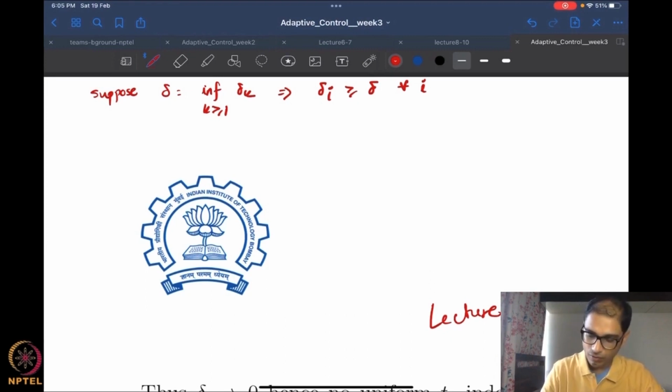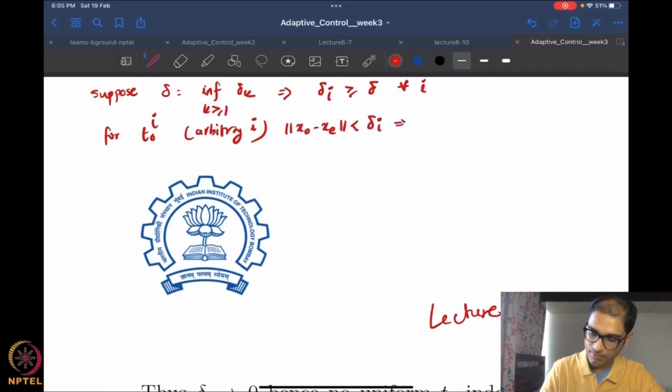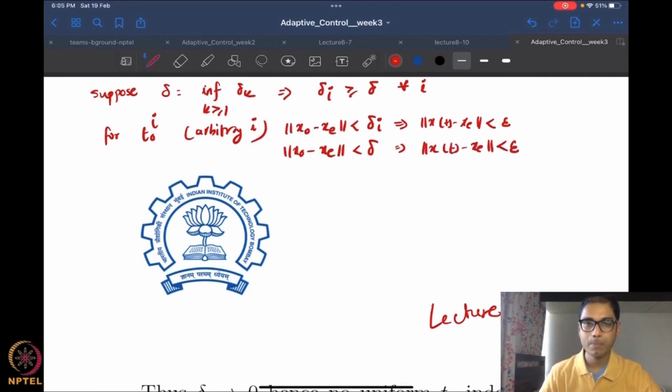So for t0 i, arbitrary i, what can I say? I know that norm of x0 minus xe less than delta i implies norm of x(t) minus xe less than epsilon. Now, does this also imply that norm of x0 minus xe less than delta implies norm of x(t) minus xe less than epsilon? And the answer is an emphatic yes. Why? Because delta here is smaller than this. So if I start in a larger ball and my solutions remain in the epsilon ball, it is guaranteed that if I start in a smaller ball, my solutions have to remain in the epsilon ball.